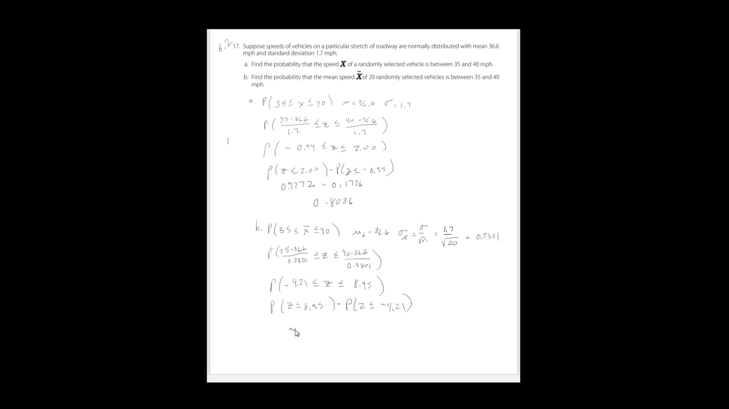So this is essentially 1 minus essentially 0. So essentially, we're completely confident that we will have, out of a sample of 20 vehicles, the mean will be between 35 and 40 miles per hour. Interesting distinction there, how just any one vehicle out of the blue versus if I take a sample and take the average of that sample and the difference between those two concepts. So a key thing we'll need to be keeping in mind as we continue forward here.